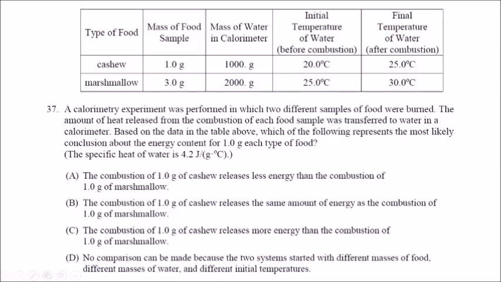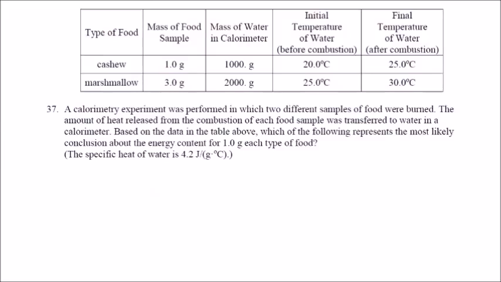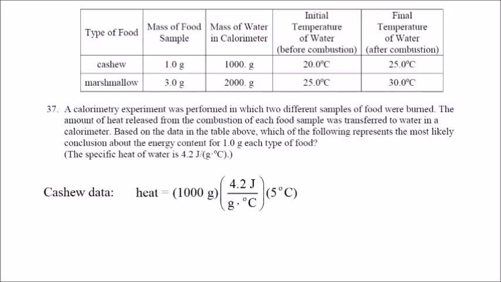Number 37, there's a lot of data to process. Let's go ahead and take a look at each of the combustion data separately. So we have the cashew that was burned, and we have the marshmallow that was burned. The data for the cashew is that 1,000 grams of water, so mc delta T, times 4.2 joules per gram degree Celsius, and a delta T of 5 degrees. So the math there would be 5,000 times 4.2, that would give us the total number of joules of heat released when the 1 gram of cashew was burned.